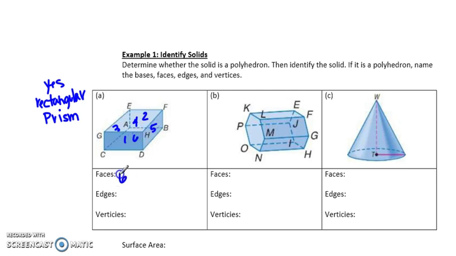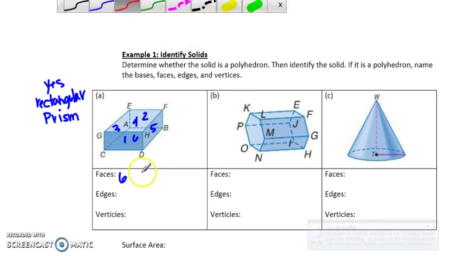So 6 faces, and if you were naming them, you'd name them G, E, F, H, that's one face, G, H, D, C as another, or C, D, H, G, however you wanted to go, but you'd go in order around if you were naming them specifically. But we're just going to count them up.